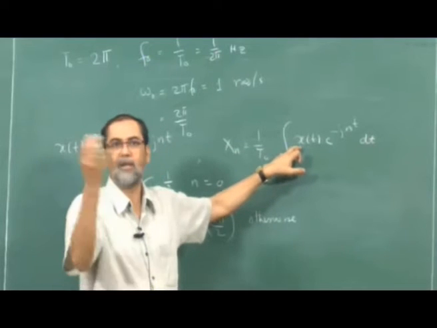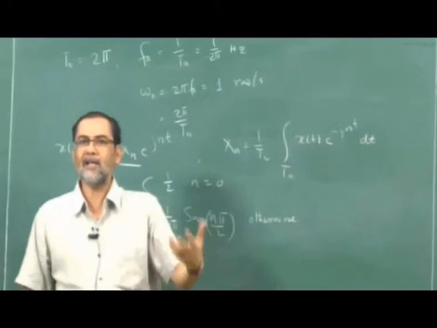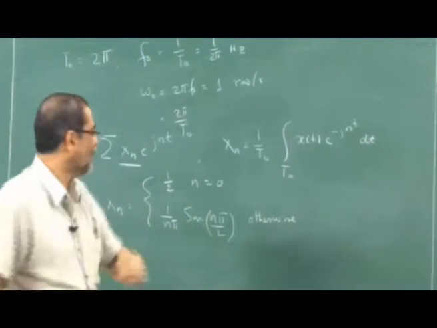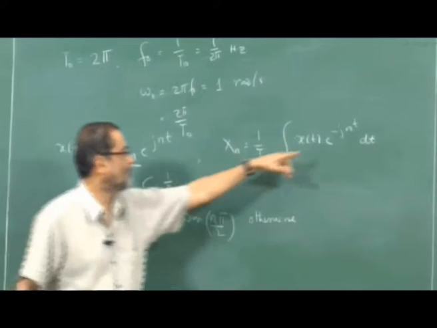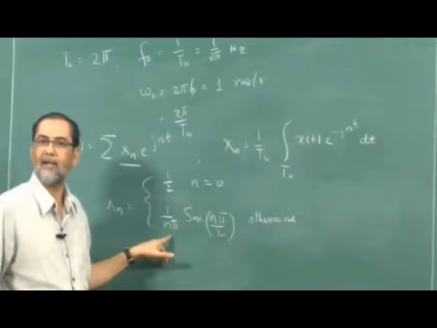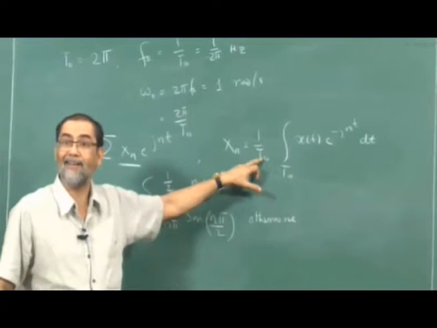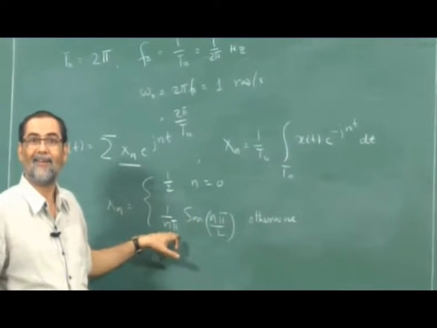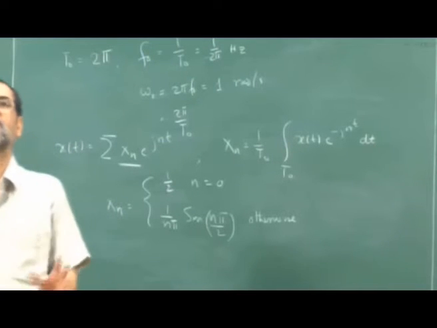X of t is 1, so you don't need to substitute, and integrate e raised to minus j n t for that. Because the limits are minus pi by 2 and pi by 2, you get sine n pi by 2, and appropriately this n comes in the denominator. And T naught is 2 pi, and that contributes a pi here. So you get sine n pi by 2, and now it's extremely simple.